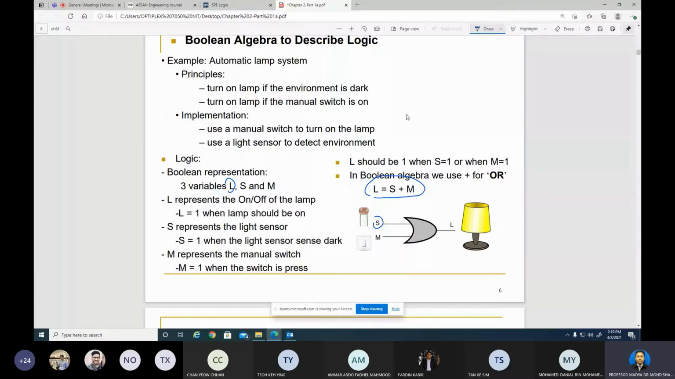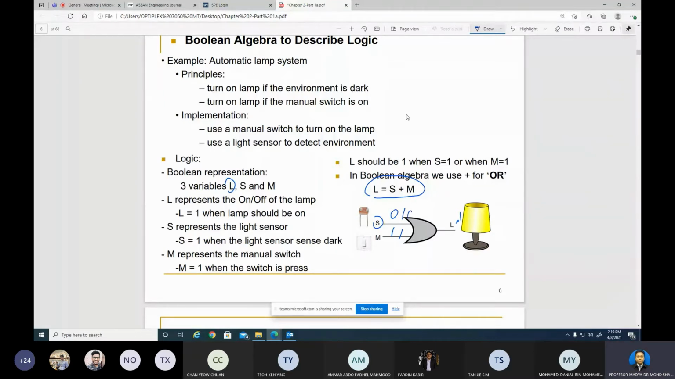So you can see this one, if the lamp is on, that means either one. For example, we have this one 0, 1. Okay, so for example, the light is not active, but M is active, so automatically the lamp will be on. For example, we have the input 1, 1, so automatically the lamp will be on.